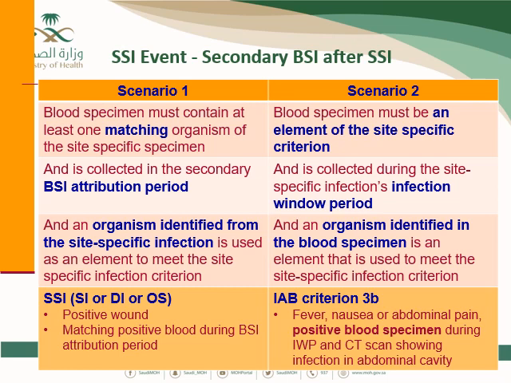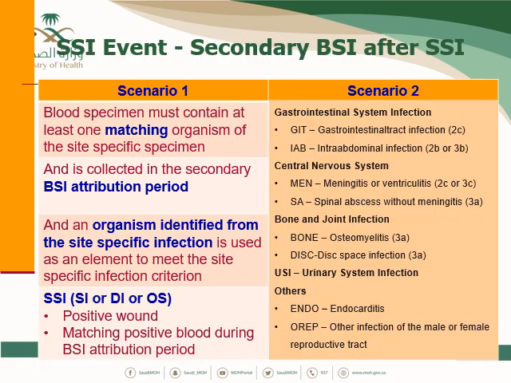So if the patient has fever, nausea, and abdominal pain, and a positive blood specimen collected during the window, and here is the difference, it is collected during the window, and CT showing infection in the abdominal cavity. In this case, the positive blood culture should be considered secondary BSI, as it is part of the definition used to meet the criteria, and there is no primary site organism from the abdominal infection. These are other examples of scenario two, and as you see, most of them are organ SSI: gastrointestinal infection, central nervous system infection, bone and joint infection, and so on.